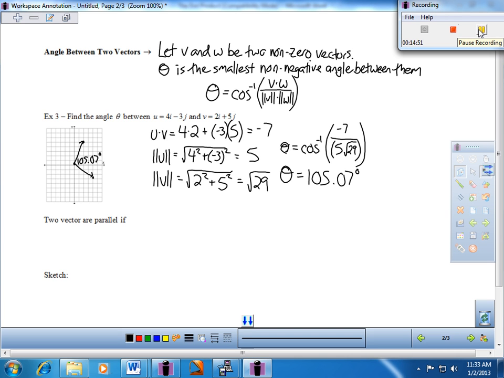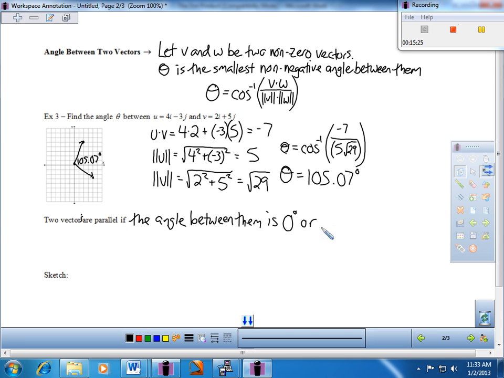So the last two components of this will just be talking about vectors that are parallel and perpendicular, essentially. So let's start with the parallel piece here. On your paper it says two vectors, let's go ahead and change that. Two vectors are parallel if the angle between them, and it's all going to be based on that angle, so we'll be using that formula again, if the angle between them is either 0 degrees or 180 degrees.